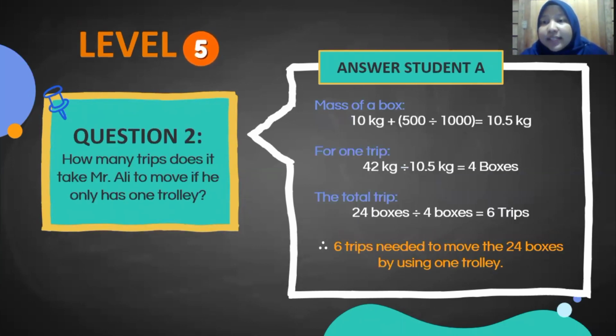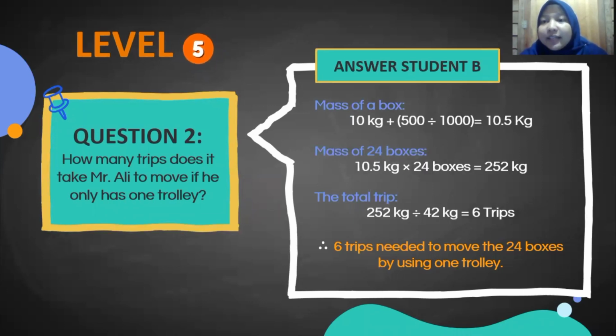The second question is, how many trips does it take Mr. Ali to move the boxes if he only has one trolley? And here is the method of answering by student A. Student A used the strategy of finding how many boxes are used for one trip, then finding the total number of trips. Thus, 6 trips are needed to move the 24 boxes using one trolley.